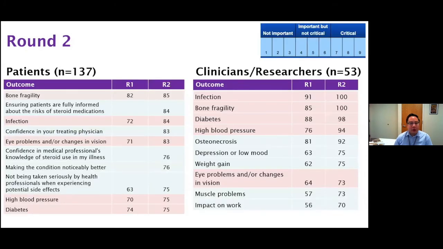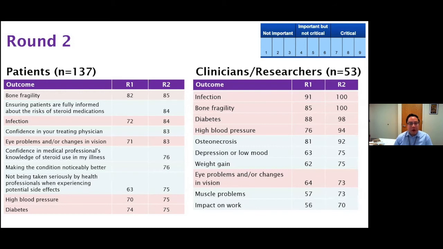These were added to round 2, and again, these list the top 10 by stakeholder group. Again, those in red met the greater than 70% agreement that these outcomes were critical in each stakeholder group. So now we have bone fragility, diabetes, infection, and additionally high blood pressure and eye problems. As you can see, a number of the outcomes related to the doctor-patient relationship for patients was deemed very important, but not deemed as important by clinician researchers.